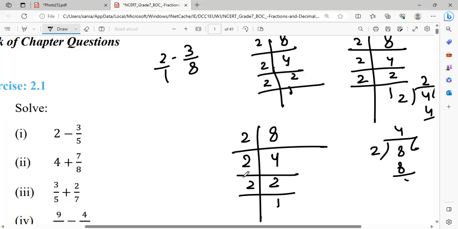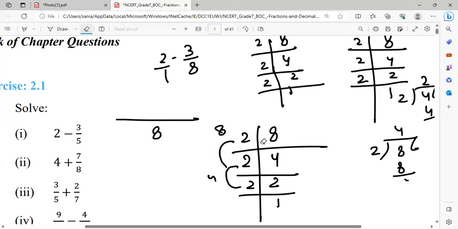Now, what you have to do, you have to multiply this. 2 multiplied by 2, 4. 4 multiplied by 2, 8. So, what is your LCM? Your LCM is 8. You will write here 8. After multiplying all these numbers, whatever number you get, that is your LCM. Clear? So, you will write it here.